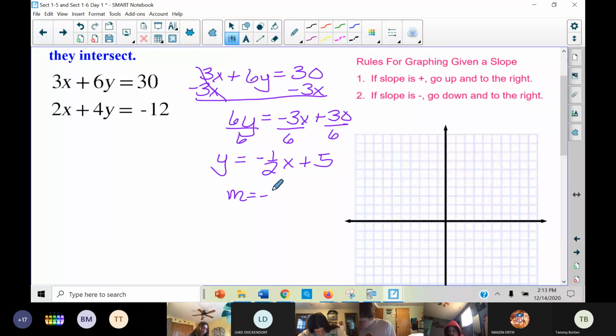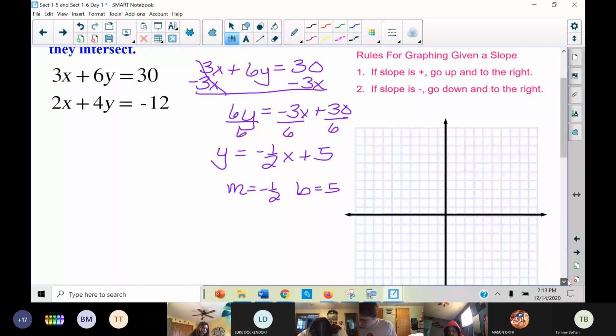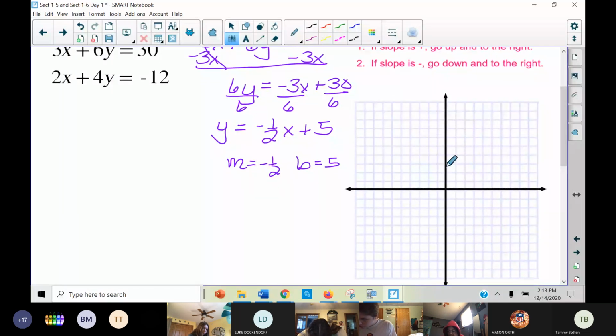My slope is negative 1/2. My y-intercept is 5. So I am going to go up to 5 and put my dot for my y-intercept. And then my slope is negative 1 over 2. So I'm going to go down 1, right 2, down 1, right 2. Okay, which is the same as up 1, left 2. And then you can draw that line. Hopefully you have a straight edge of some sort.